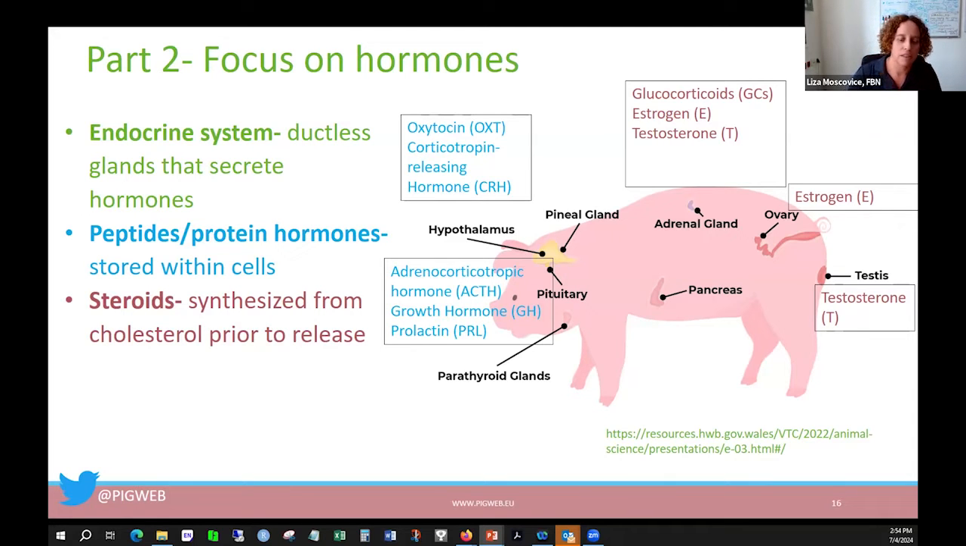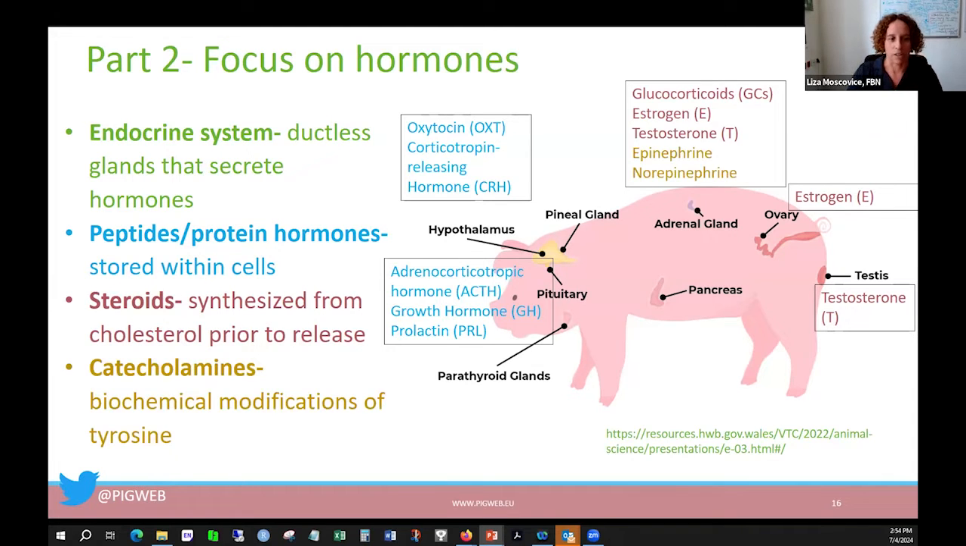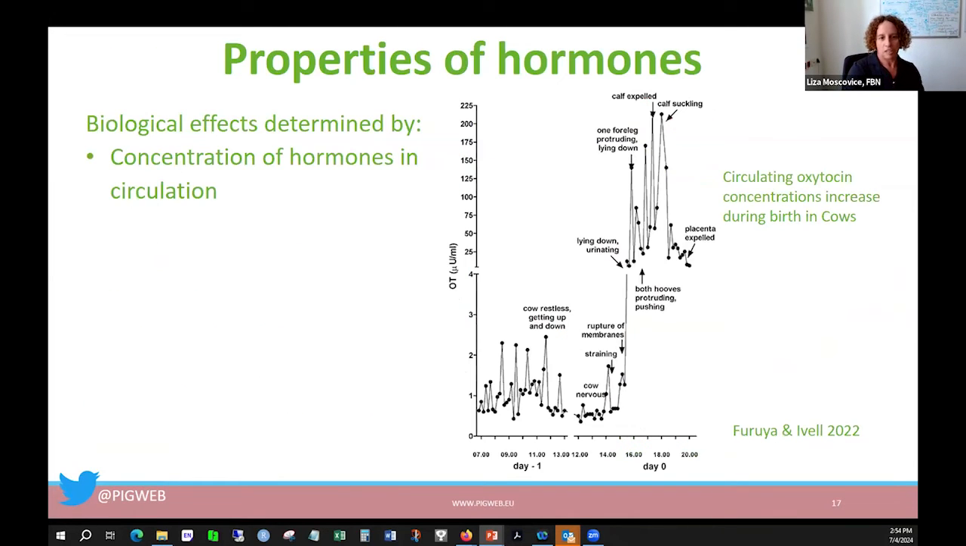The third class of hormones, that we're not going to talk about too much but it's good to know, are the catecholamines. These are modifications of the amino acid tyrosine. The ones that people are probably familiar with are epinephrine and norepinephrine, or adrenaline and noradrenaline, as they're sometimes also called, that are also produced by the adrenals. So that's just background on the main classes of hormones.